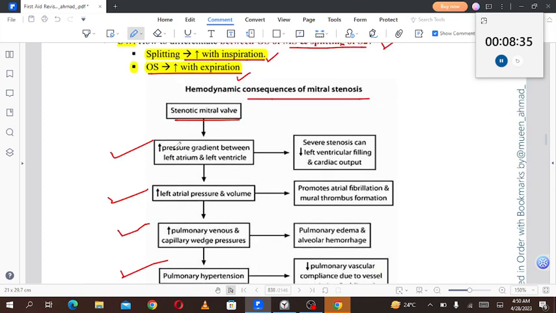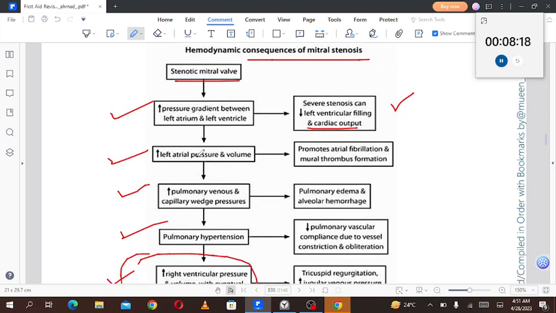Now, the increased pressure gradient between the left atrium and the left ventricle, in severe stenosis, can decrease the left ventricular filling and the cardiac output. So because of this increased pressure gradient, a severe stenosis of the mitral valve can cause decreased left ventricular filling and ultimately a decrease in cardiac output. Increase in left atrial pressure and volume promotes atrial fibrillation and mural thrombus formation.